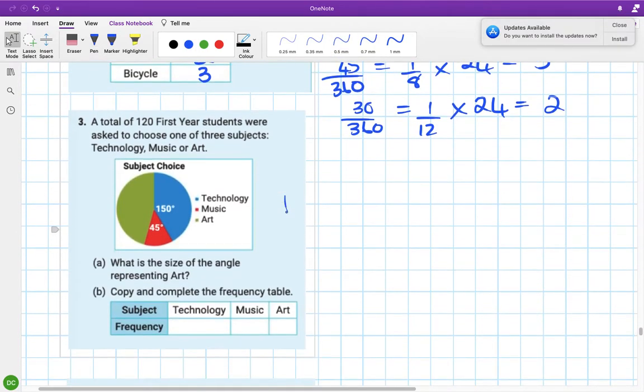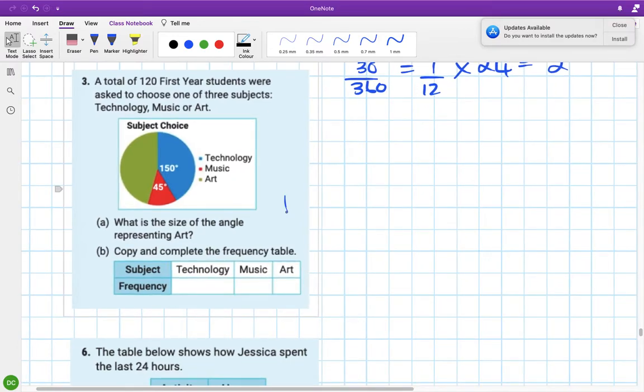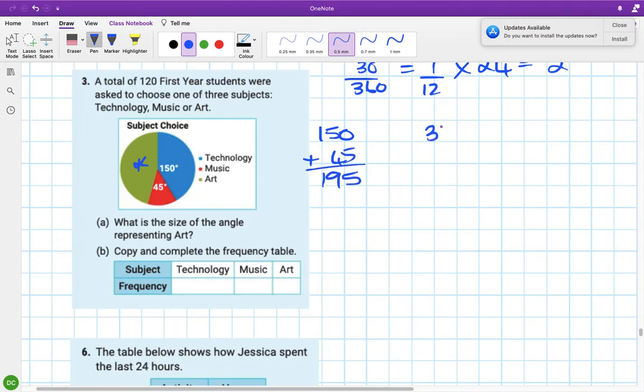All right. A total of 120 first year students were asked to choose one of 3 projects: technology, music, or art. What is the size of the angle representing art? So that's this one over here. So same thing. 150 plus 45 is 195. And then 360 minus 195 is 165.